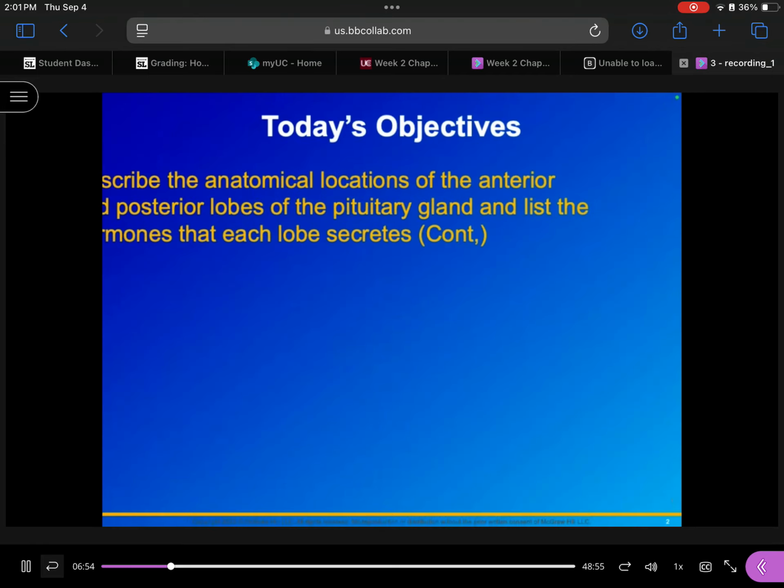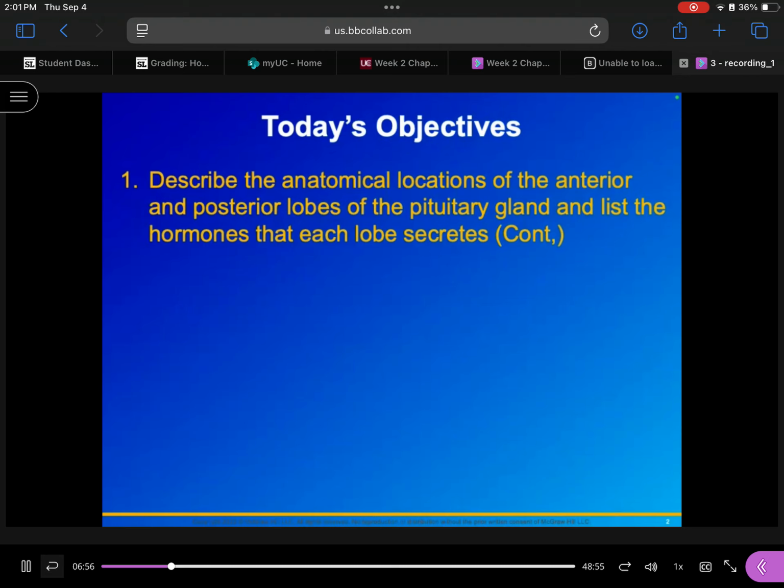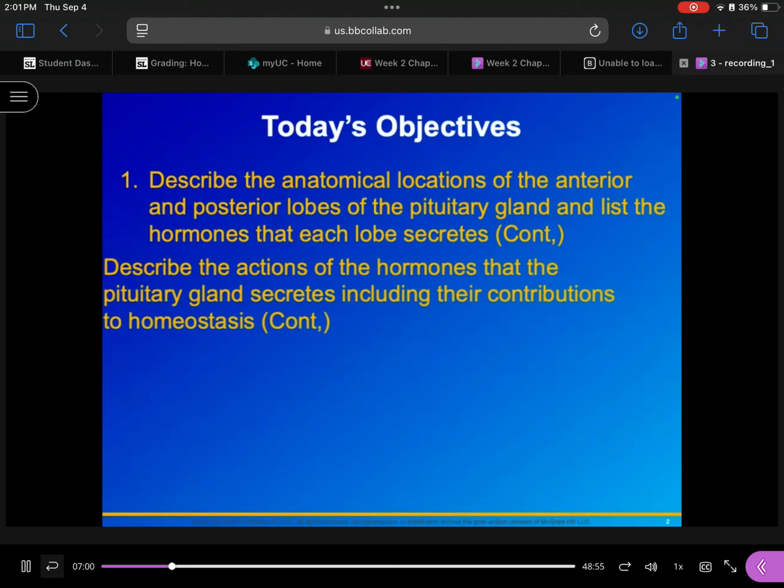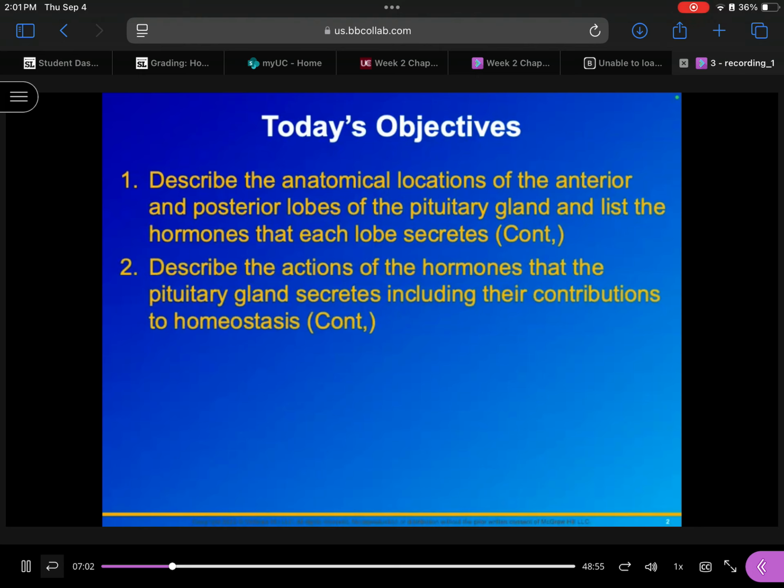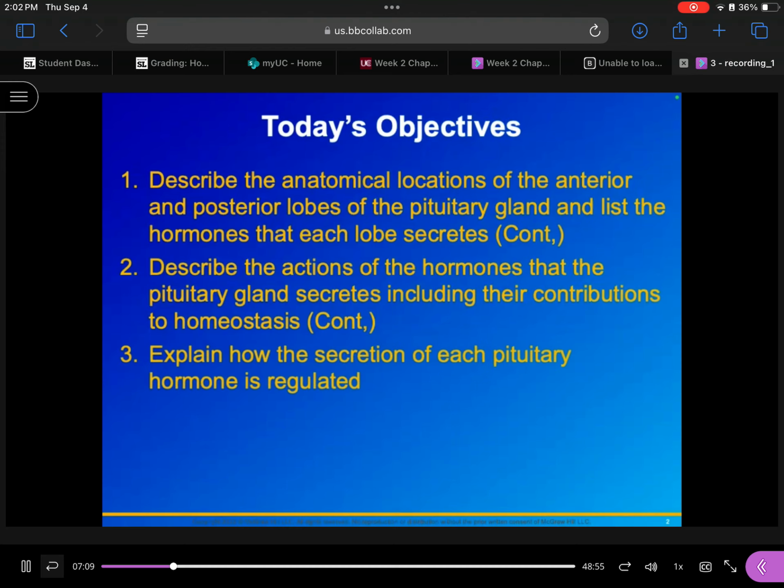All right, so for today, we're going to describe the anatomical locations of the anterior and posterior lobes. This is just continued, and also list the hormones that each secretes. Next, we want to describe the actions of the hormones that the pituitary gland secretes, including their contributions to homeostasis. Third, explain how the secretion of each pituitary hormone is regulated.